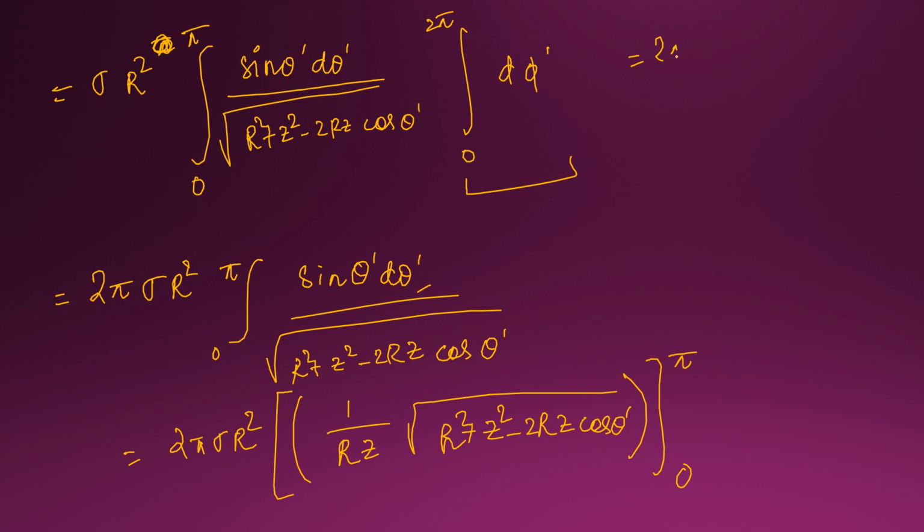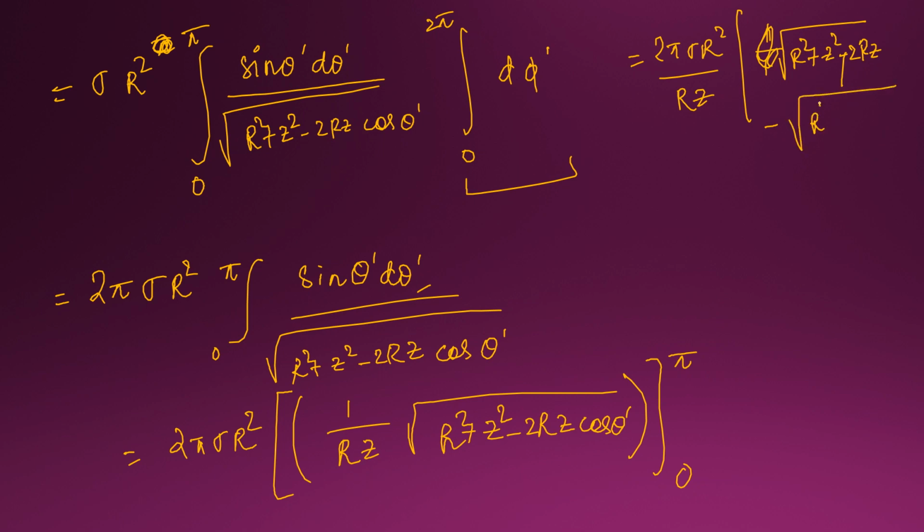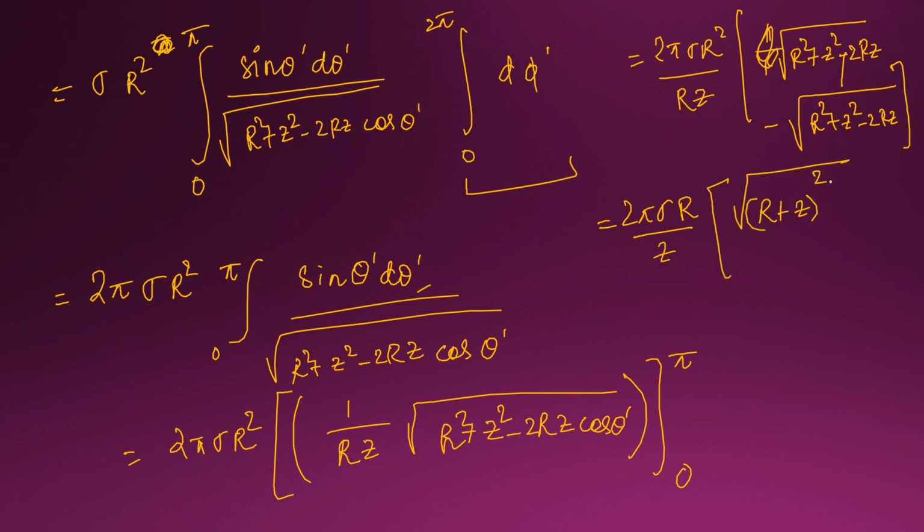If I put it here, let's take 1 by R z outside. R square plus z square minus 2 R z cos pi is minus 1, so minus becomes plus, minus root of R square plus z square with cos 0 being 1. Is that all right? So I can write this as, if you see carefully, R will be cancelled, R by z. This one inside the bracket is R plus z whole square, and this one is R minus z whole square.